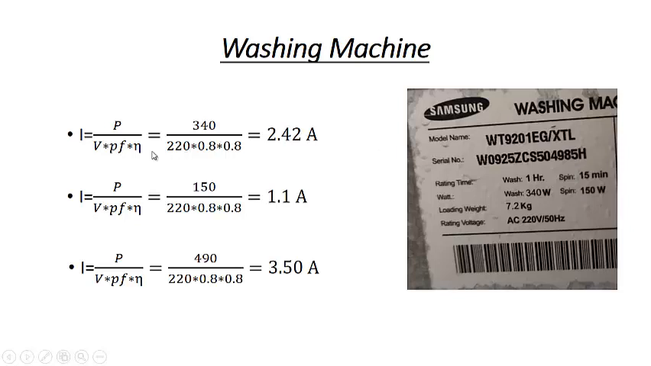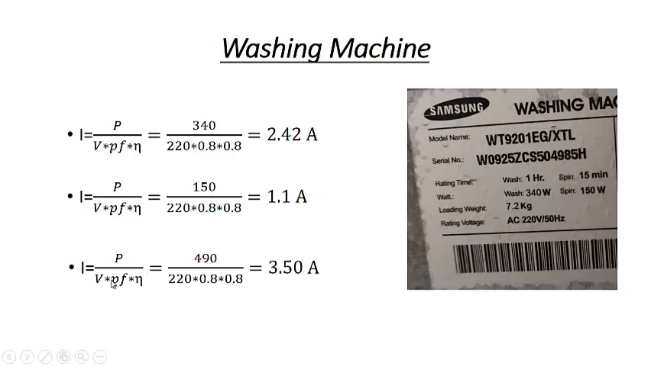So calculating the current for both the cases separately first. So this is for the wash motor. I is equal to P divided by V into power factor and efficiency, assuming the same values that we have used. So its current comes out to be 2.42 amperes, and the current for the spin motor comes out to be 1.1 ampere.